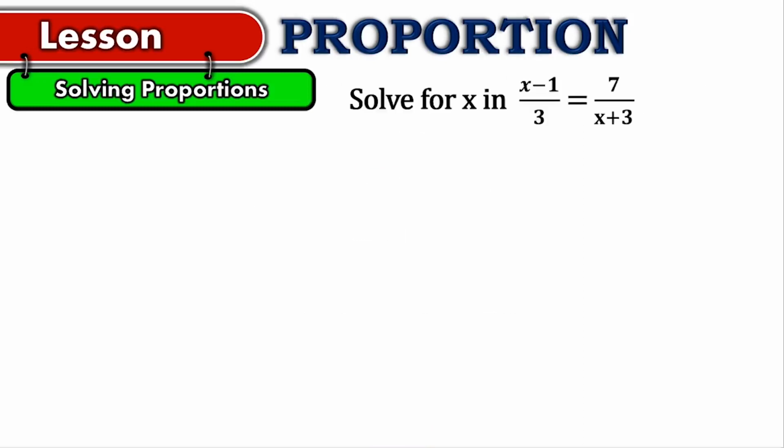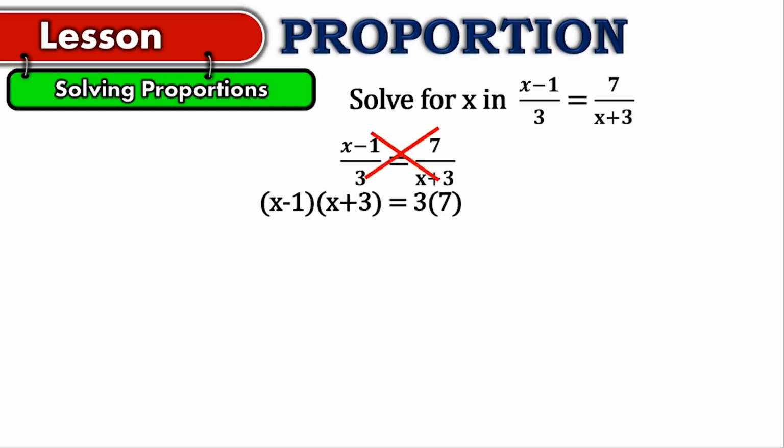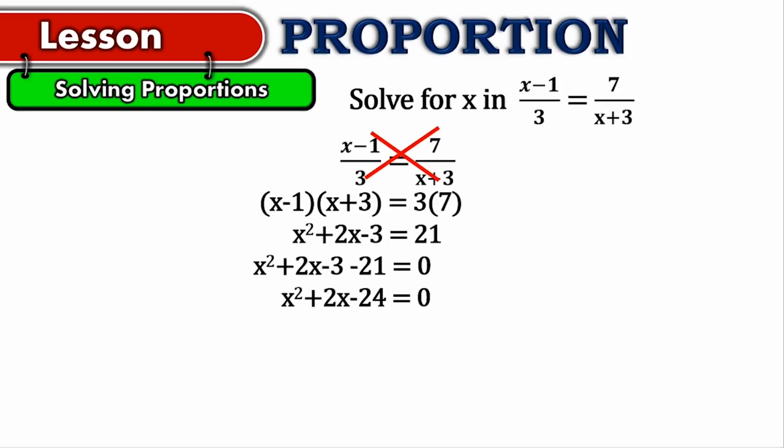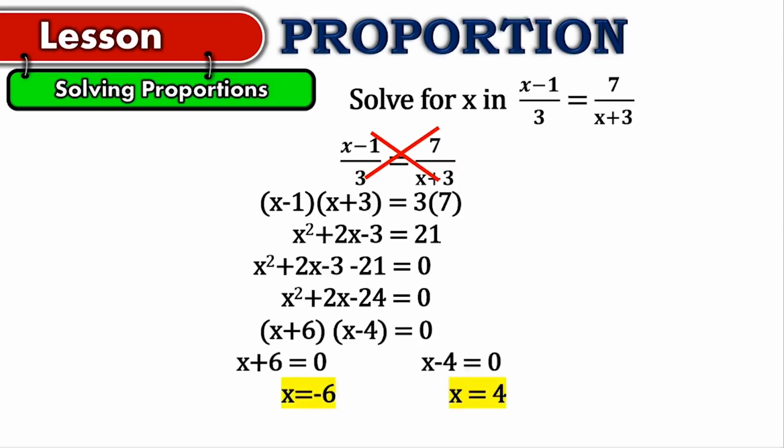Example number 4. Solve for x in the quantity of x minus 1 over 3 equals 7 over the quantity x plus 3. Applying the fundamental rule of proportion, we have the quantity of x minus 1 multiplied to the quantity x plus 3 that is equal to the product of 3 and 7. Simplifying this equation, we can obtain a quadratic equation x squared plus 2x minus 24 equals 0. Solving for x using factoring method, the values of x are negative 6 and 4.